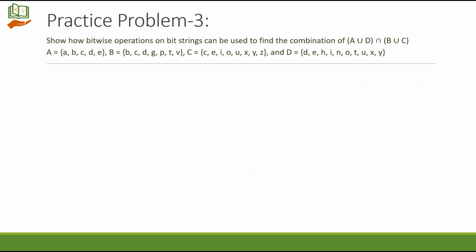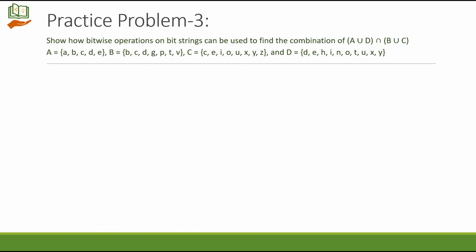Next question. Show how bitwise operations on bit strings can be used to find the combination of A union D intersection B union C. Set A is equal to A, B, C, D, E. Set B is equal to B, C, D, G, P, T, V.